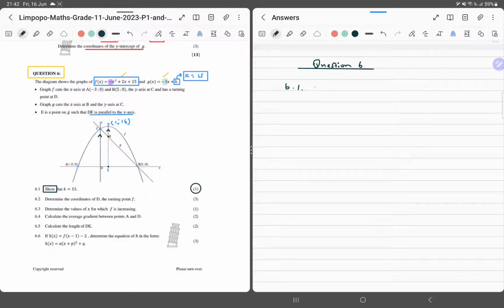So what can we say? We know that K is the y-intercept of g of x, which has a common y-intercept with f of x. Trust me, these statements may look crazy and a waste of time.